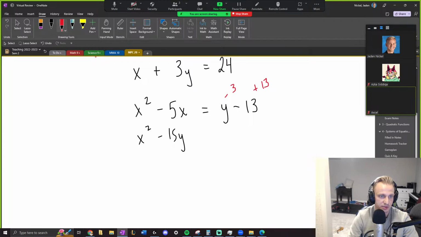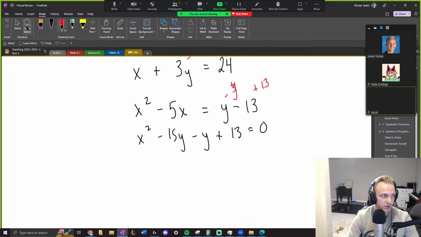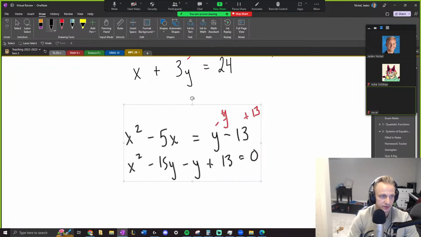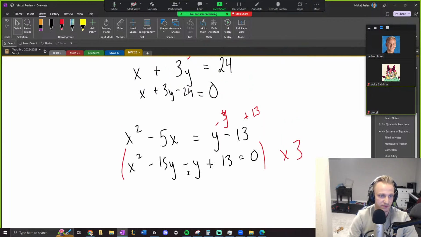So what am I doing here? This should be minus y. So minus y plus 13 is equal to 0. I'm going to subtract 24 from both sides on this. Okay, so what I have here is x plus 3y minus 24 is equal to 0. So I've got my y's on the left. This one, I need to multiply everything by 3 so that I have negative 3y's and positive 3y's.